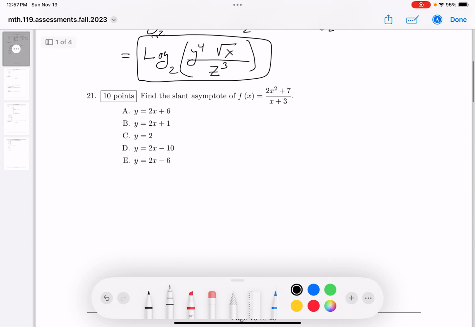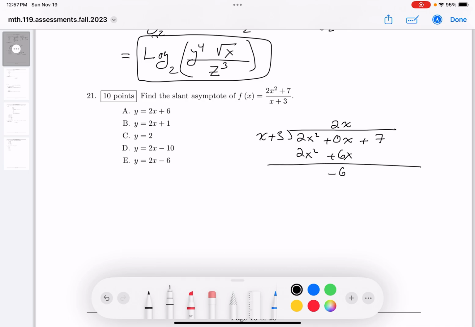Okay, next question. Slant asymptote, long division. x plus 3 divided into 2x squared plus no x's plus 7. What times x will give you 2x squared? 2x. That's 2x squared plus 6x. You're going to subtract. You get minus 6x plus 7. Then minus 6. You get minus 6x minus 18. You can actually stop here if you like, because all we're looking for is this here.